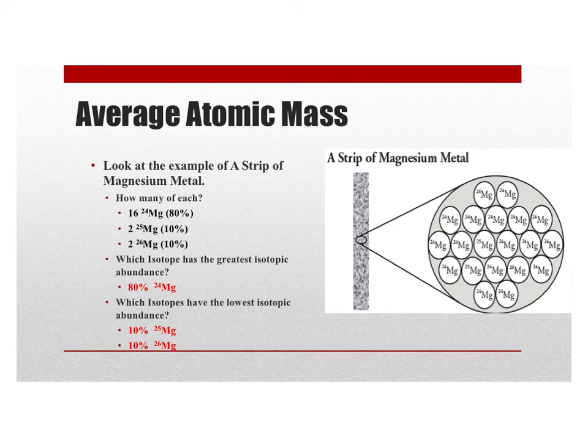So when we ask about isotopic abundance, this is what we're talking about. What percentage of the atoms within a natural sample are each of the different types of isotopes?